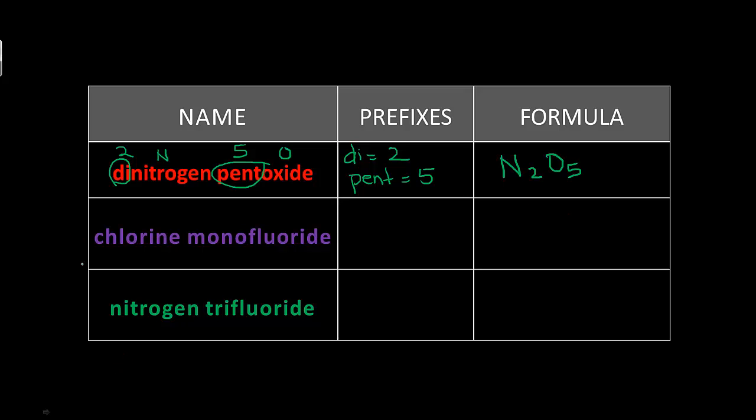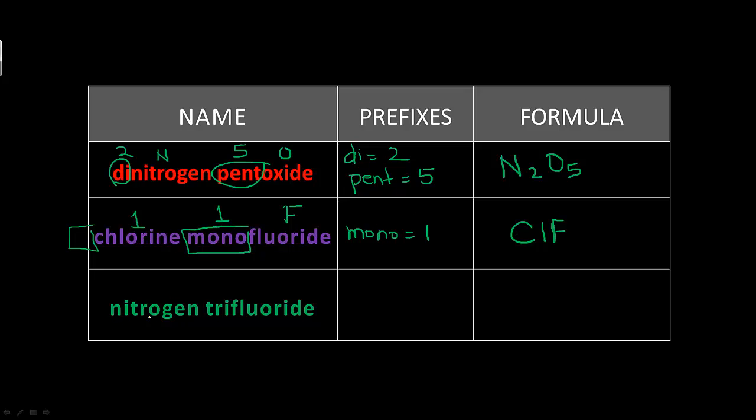Next one, chlorine monofluoride. There is no prefix right here, and if there's no prefix on the front one, that means there's only one. So we have one chlorine. Mono means one. So that means we have one fluoride, which is fluorine. We have one chlorine, which is Cl, and we have one fluorine, which is F. So the formula for chlorine monofluoride is ClF.